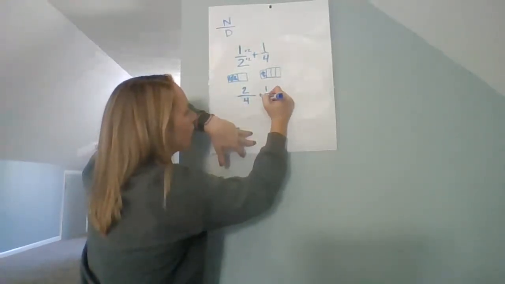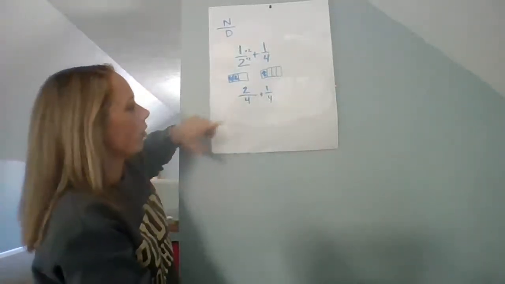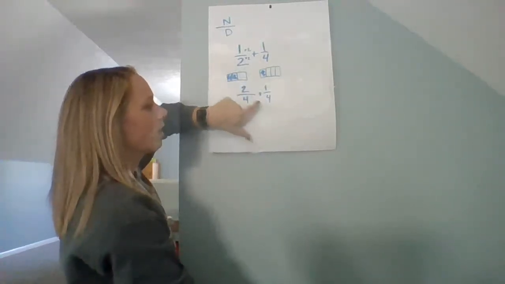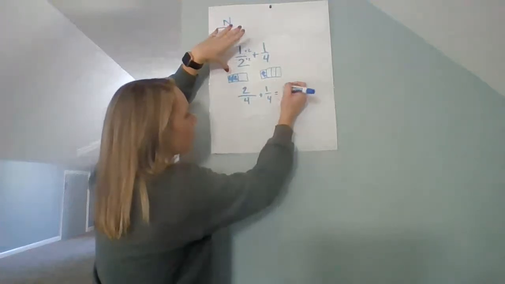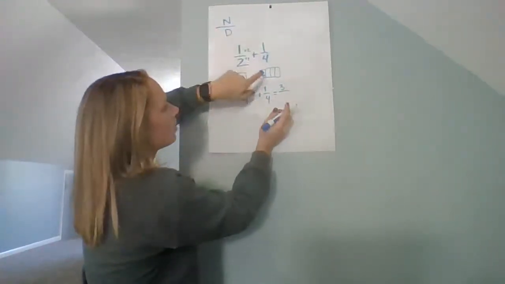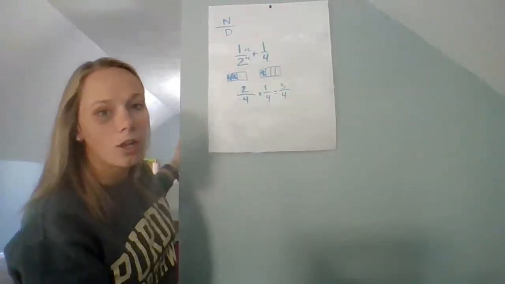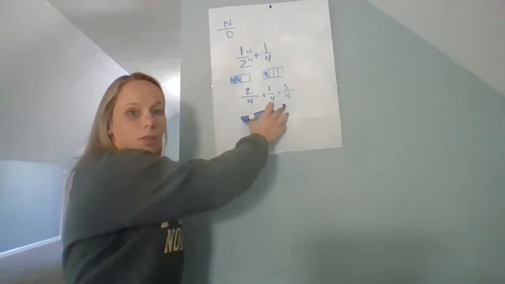Plus 1/4. Well, I can add 2/4 plus 1/4 because I have a common denominator now. I'm talking about the fourths, and my pieces are just going to get bigger. So then I just add across. 2 plus 1 is 3. My 4's stay the same because I'm talking about those 4 equal parts. And I know that 1/2 plus 1/4 is 3/4.